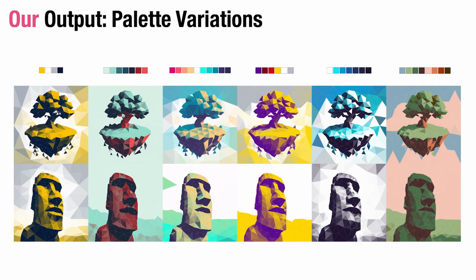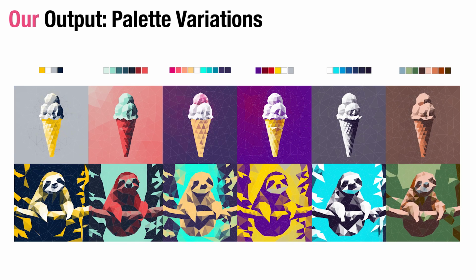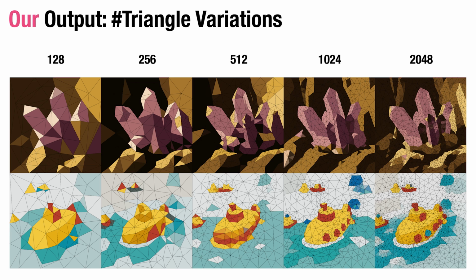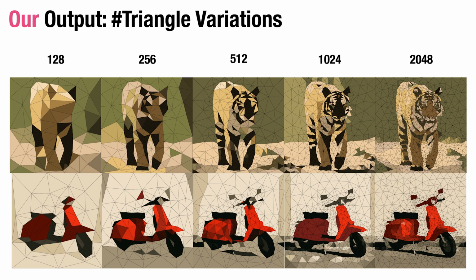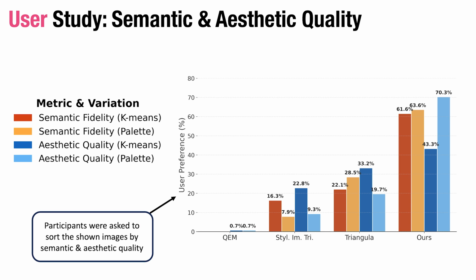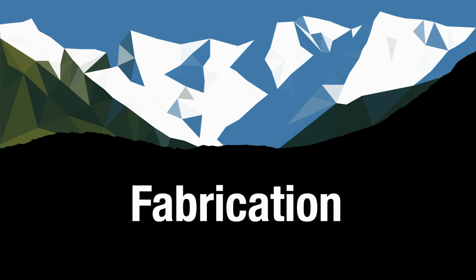We also display our algorithm output when varying the input color palettes. Our algorithm allows direct control of the final number of triangles. Here we double the number of triangles sequentially from 128 all the way to 2048. We quantitatively assess both semantic and aesthetic quality through a perceptual user study involving 75 participants. Our results not only outperform the baseline methods, but are also applicable to many physical fabrications.